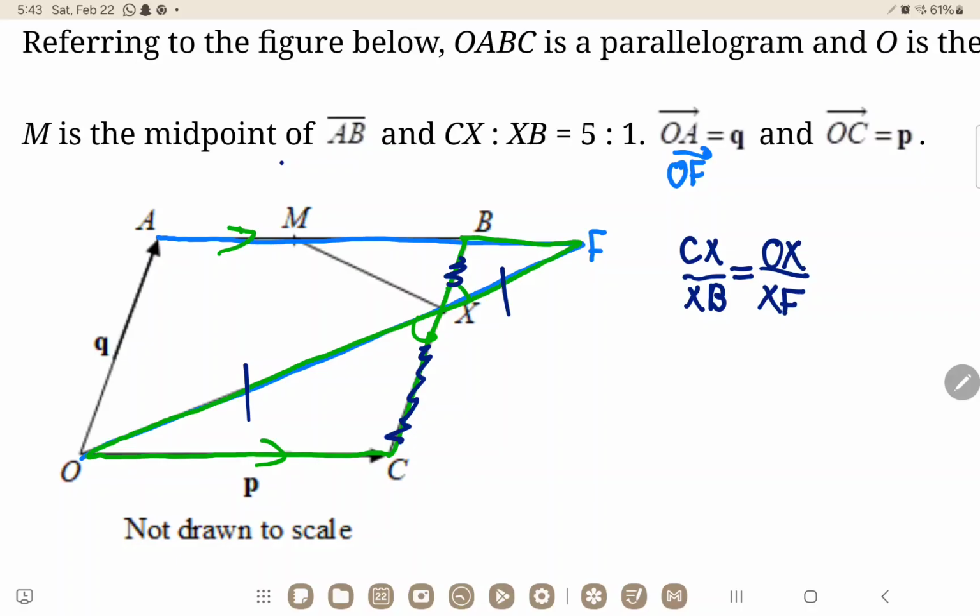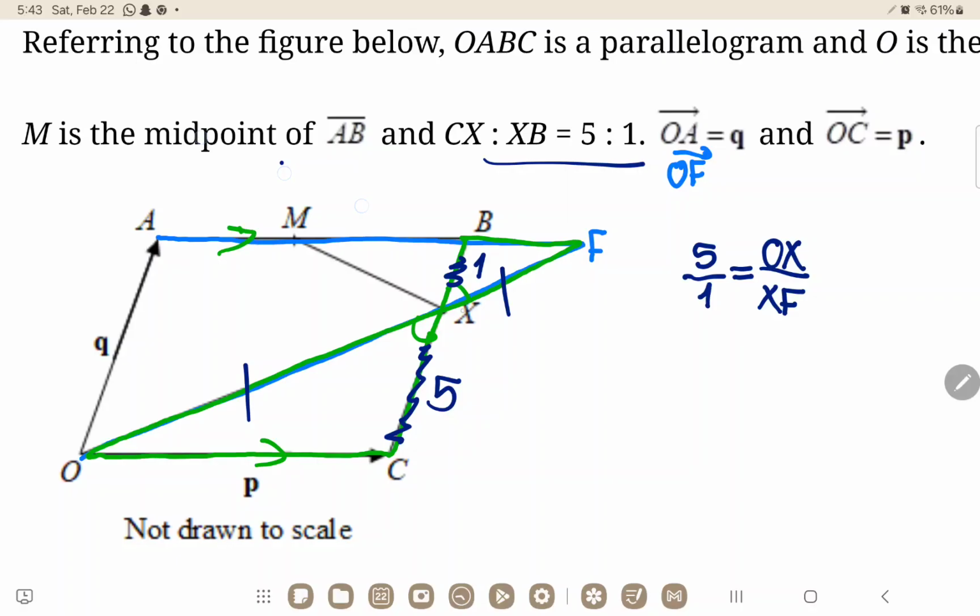Now, what do we know about parts CX and BX? We already have the proportion. This is 5 and this is 1. So we can replace this now. CX is 5, XB is 1, because that's the proportion given. Now what do we do? We cross multiply them.